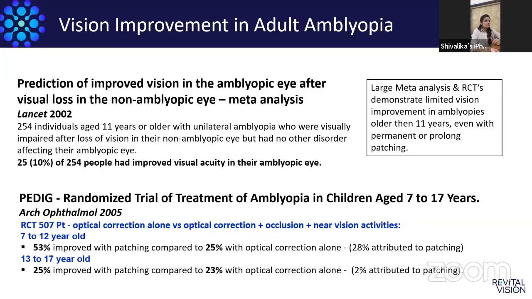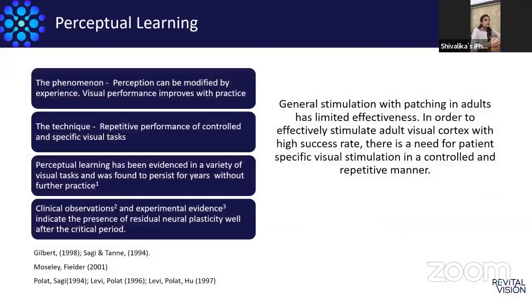The fourth and very important scientific block for Revital Vision is perceptual learning. Those who understand amblyopia know that studies on amblyopia have been going on for a very long time, and the very first type of therapy tried in amblyopia was perceptual learning. Perceptual learning is a phenomenon where there is repetitive performance of a specific visual task in a controlled manner, by which perception or performance can be modified or improved with practice.